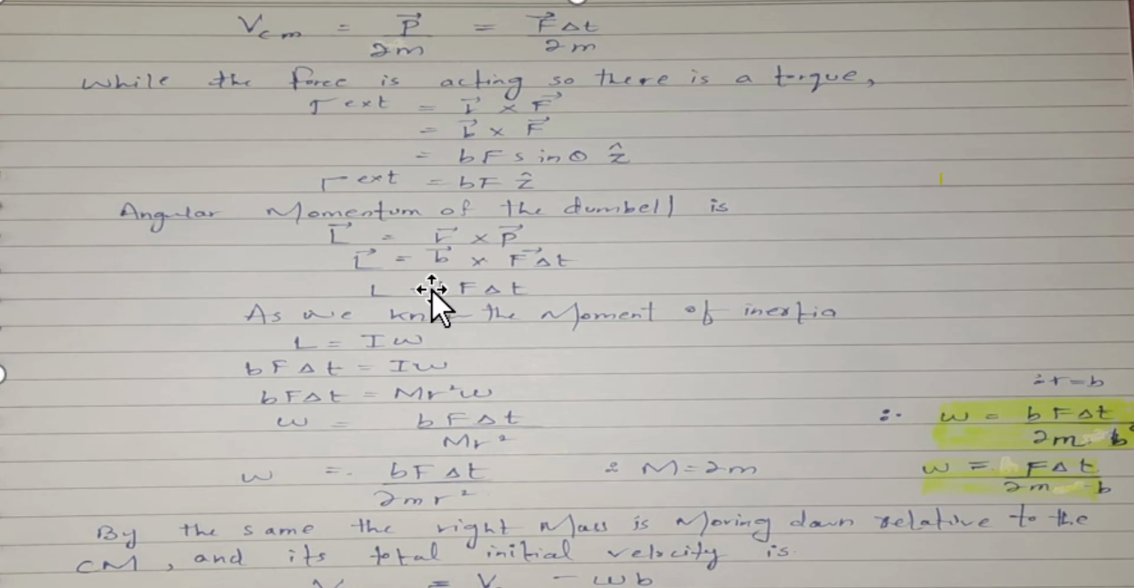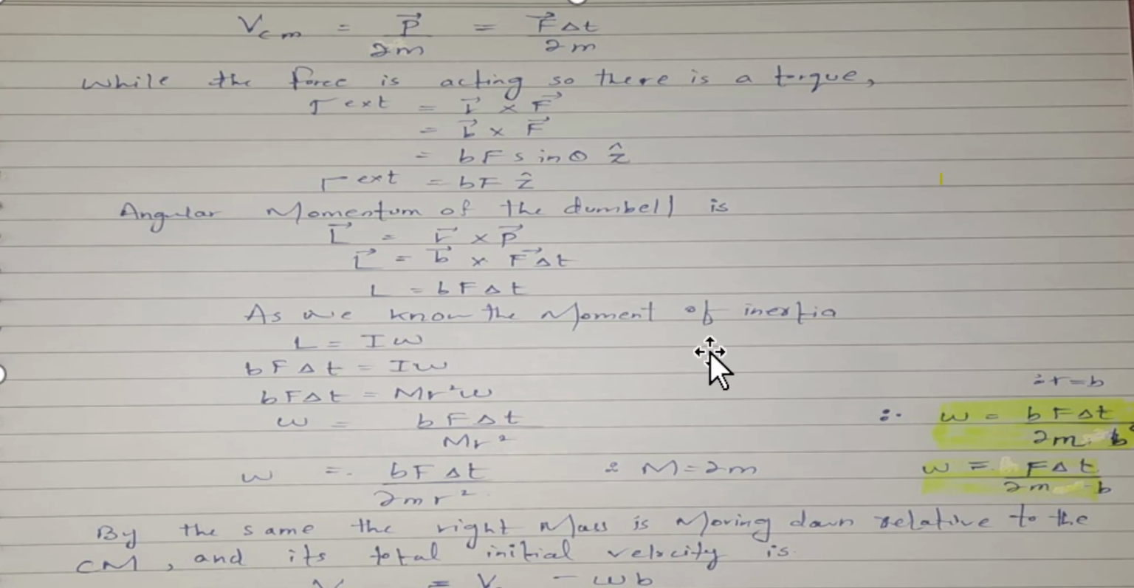The angular momentum of the dumbbell is this. This is the formula for angular momentum. Now arrange the terms again. You can write b instead of r because this is the distance we denoted with this letter. The momentum is always equal to force times time interval, which is actually an impulse.